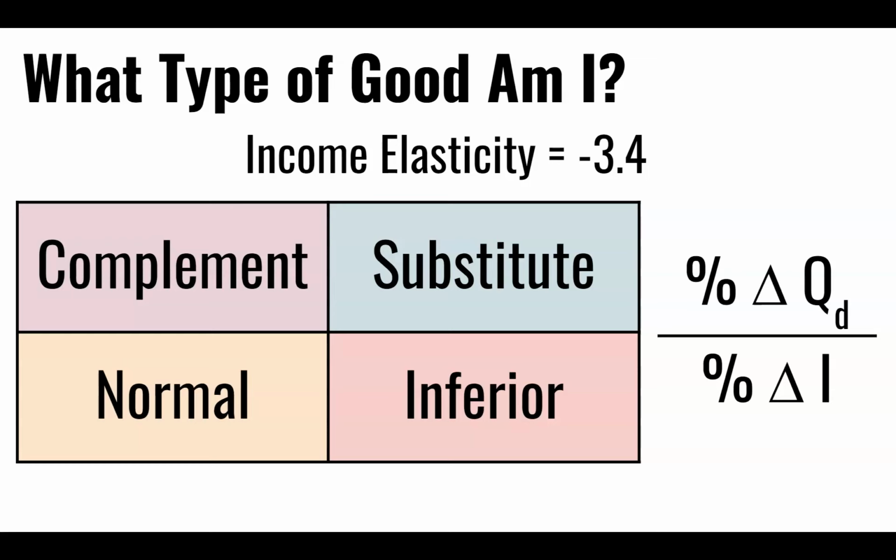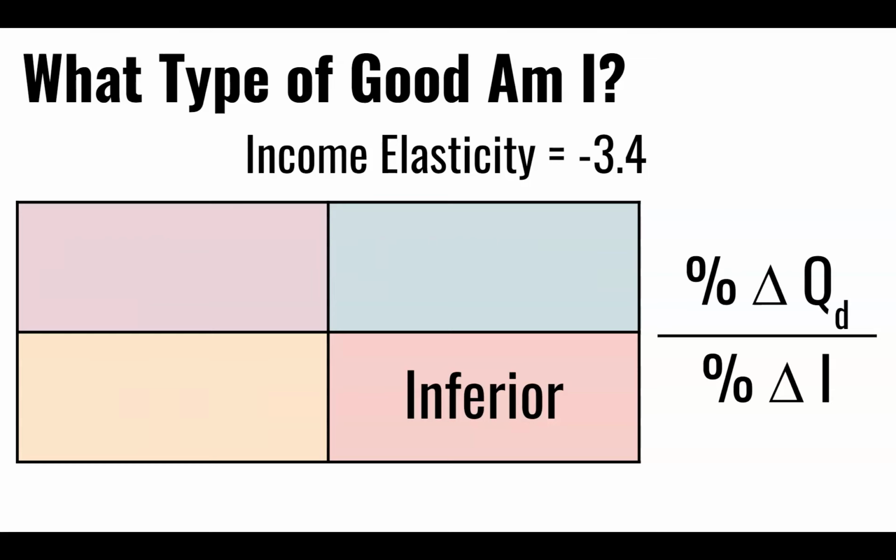Income elasticity of negative 3.4. Again, go ahead and press pause. If I've got negative 3.4, that means that one of these numbers is positive, one is negative. So let's say that income rises by 1%. That means the quantity demanded drops by 3.4%. When my income rises, I want less of the good. That would indicate to me that it is inferior in nature.